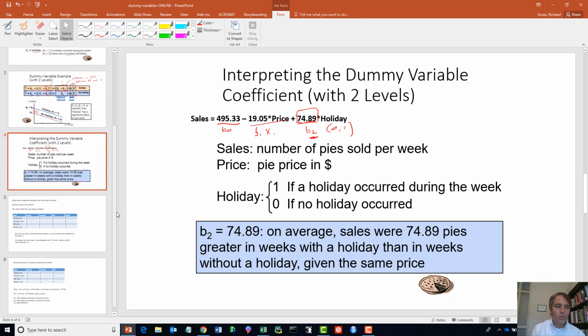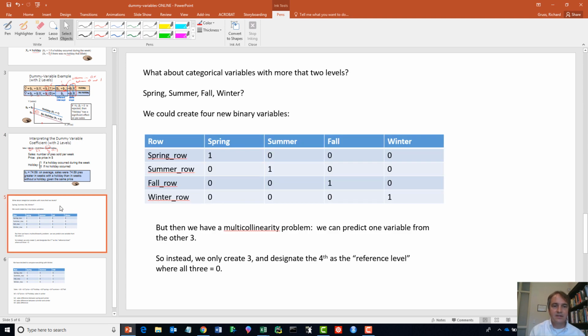Now, what if we have a categorical variable that has more than two levels? Okay, we can't do 0 and 1 if we have, let's say, Democrat, Republican, and Independent. So now we have three different levels of a categorical variable. Well, what do we do in this case? Well, we can still do this trick of encoding things as zeros and ones, but we just have to create new variables. So let's take a look at an example here.